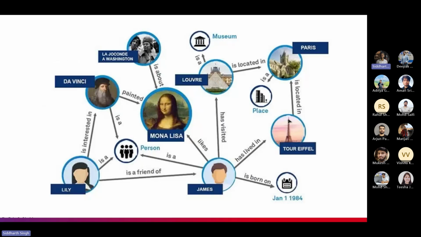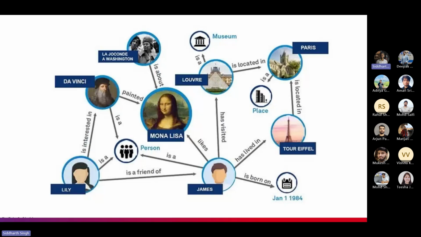Here is an example of a knowledge graph. We can see that the Louvre is located in Paris. The Eiffel Tower is located in Paris. Da Vinci painted the Mona Lisa. James likes the Mona Lisa. So these are all the entities, and on the edge, the relationship between the entities is written. In this case, Lily is interested in Da Vinci. Lily is the subject, Da Vinci is the object, and is interested in is the predicate. So that's how our knowledge graph is formed.